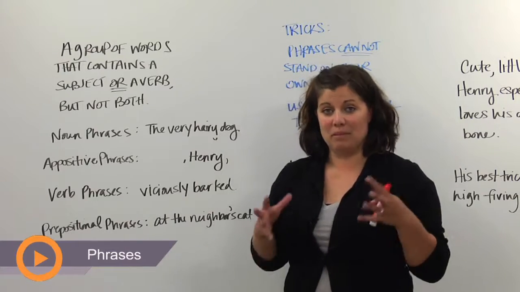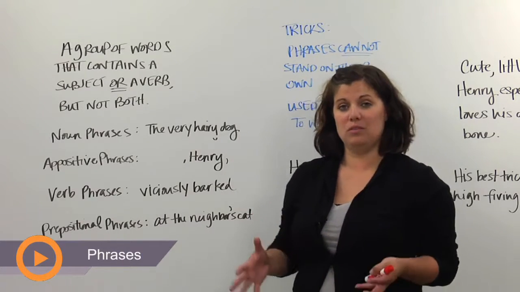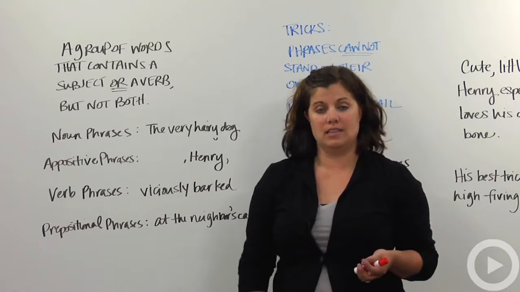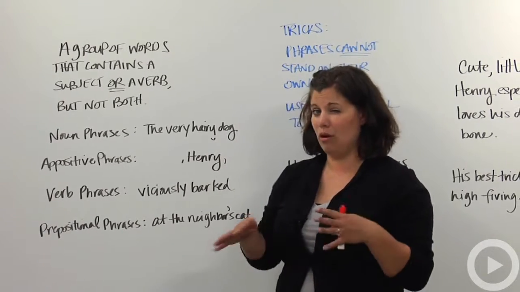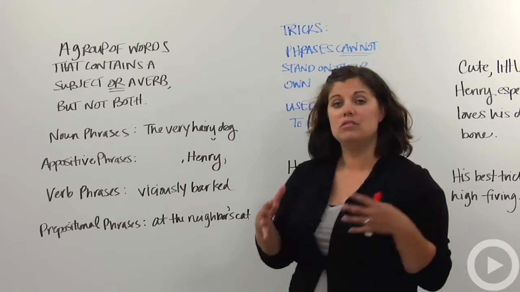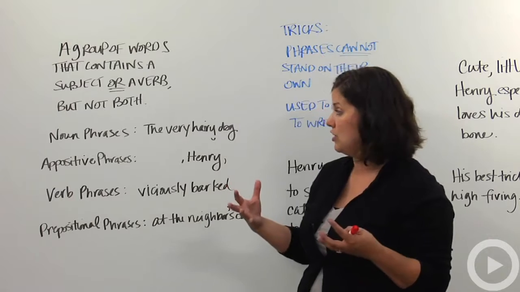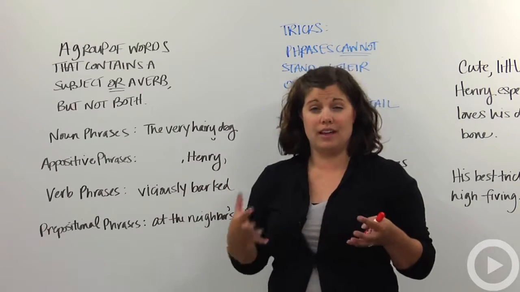Now we're going to talk about the building blocks of sentences, and those are groups of words called phrases. Phrases are groups of words that contain a subject or a verb, but they don't contain both of them. And we use them a lot in our writing. They actually work to add lots of detail and give more information. There's tons of different kinds of phrases.